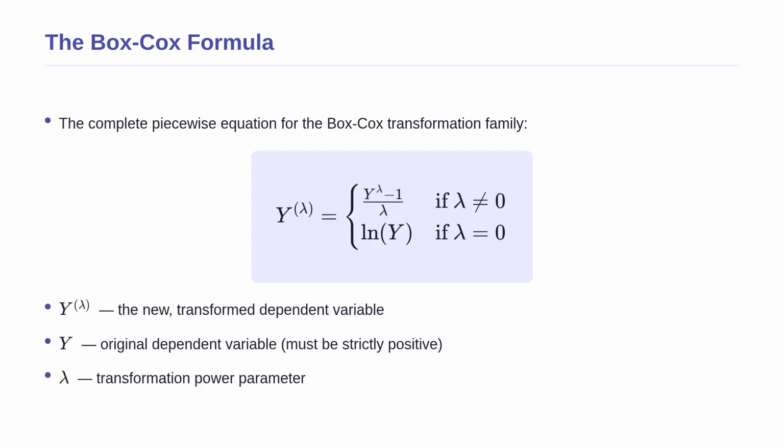The original variable is y, which must be strictly positive for this math to work. The parameter lambda dictates how aggressively we reshape the data. When lambda is not equal to 0, we use the top formula, raising the data to a power, subtracting 1, and dividing by the power.